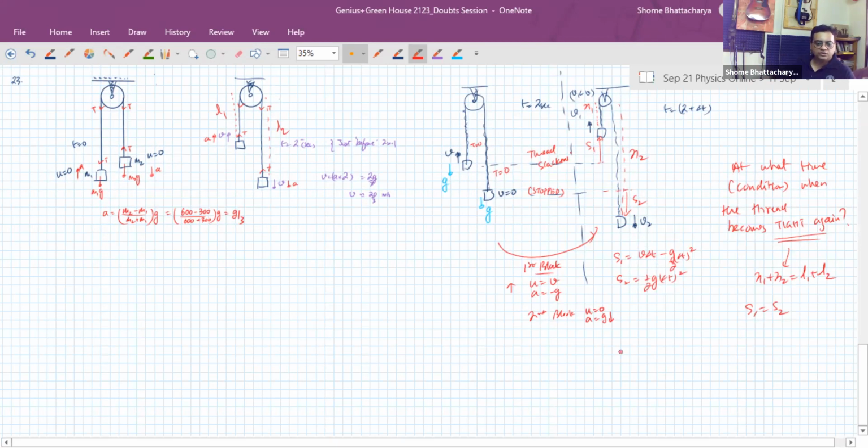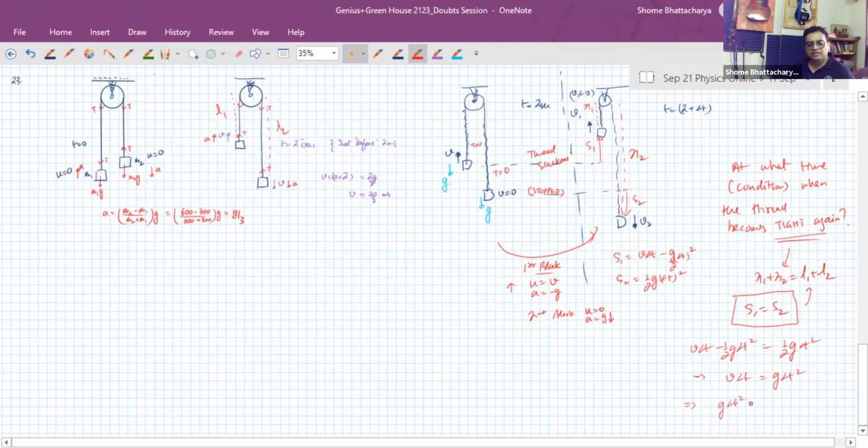So this is the condition for the string to become taut, because at that point X1 plus X2 becomes L1 plus L2. Just apply that condition now. So you can see that v delta t minus half g delta t square should become equal to this. So we get this nice relation: v delta t should be equal to g delta t square.